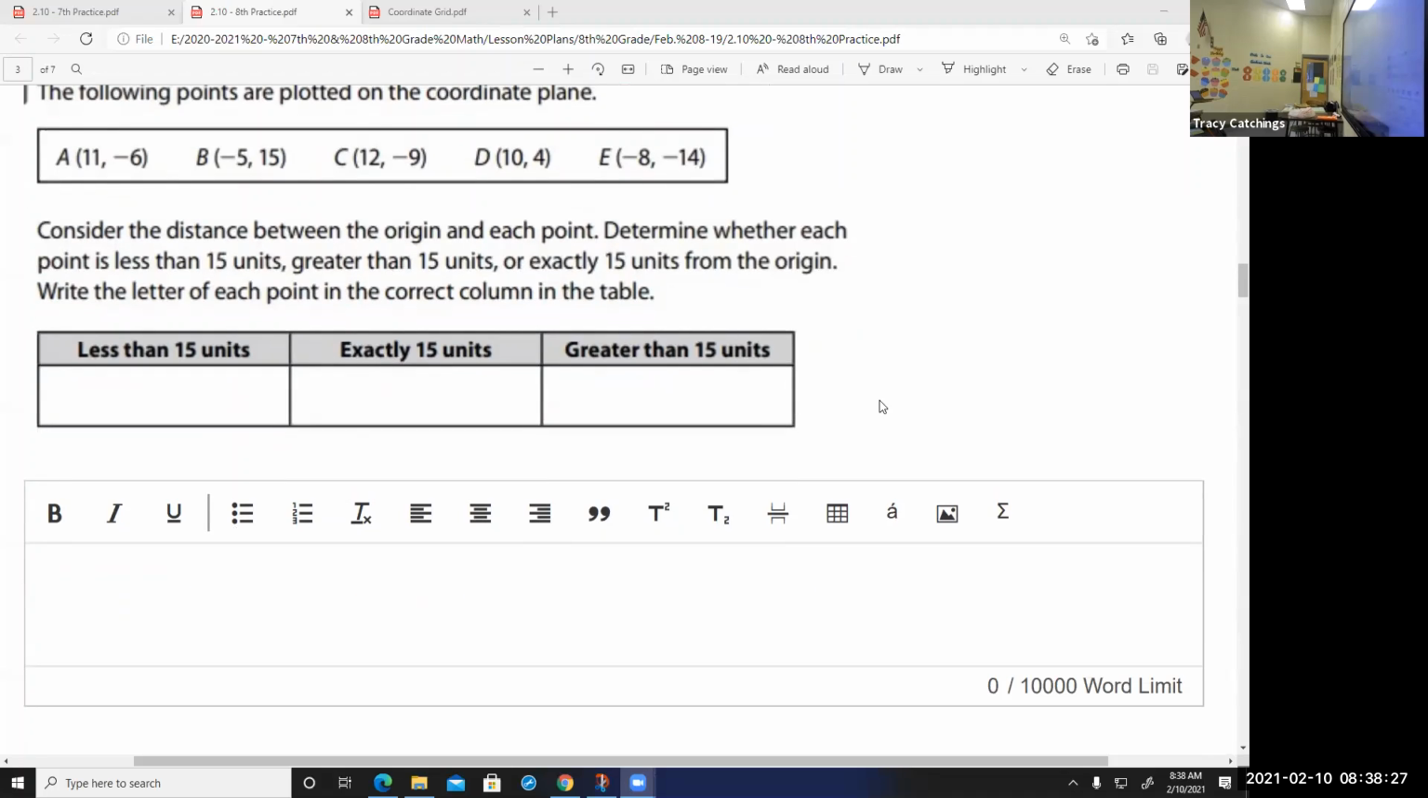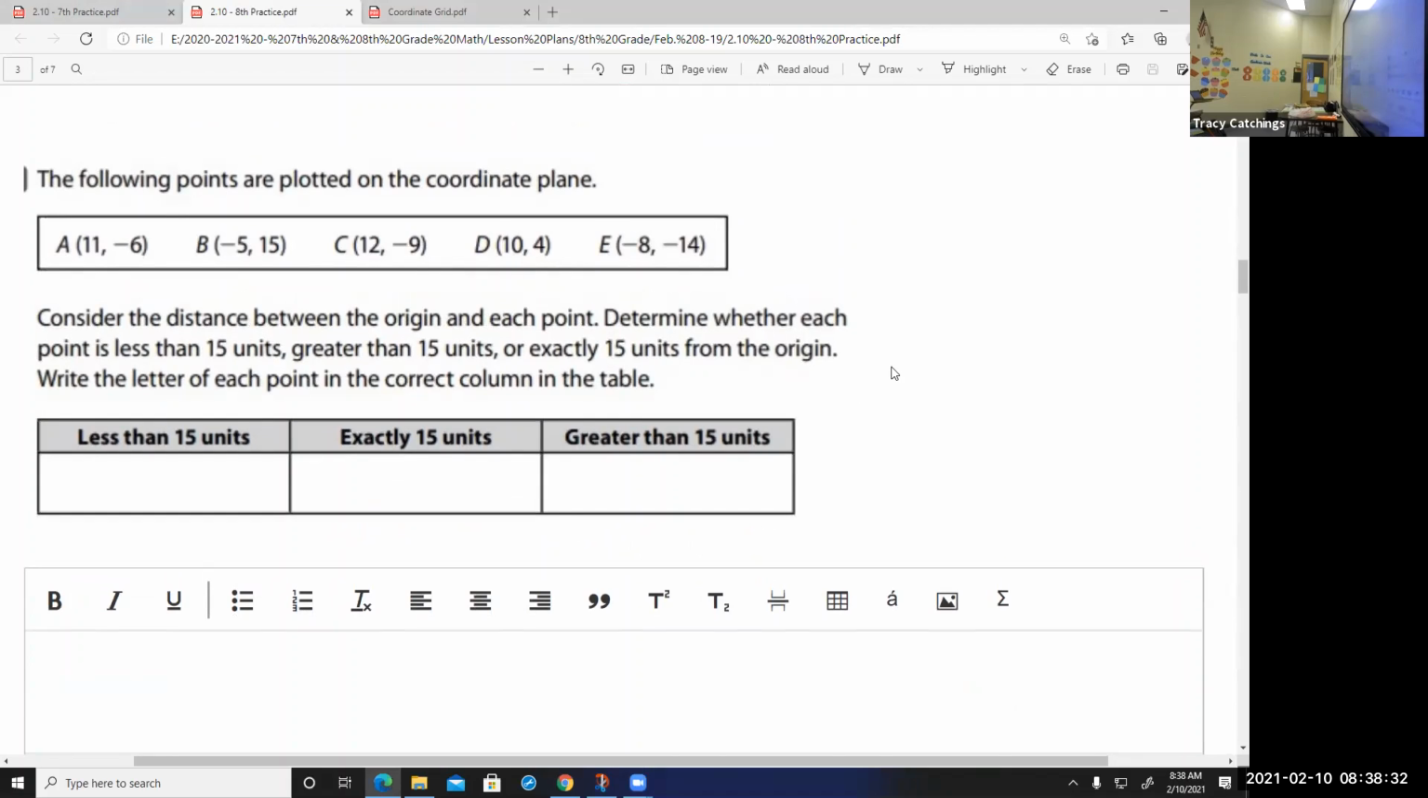All right, somebody read the next one to us. The following points are plotted on the coordinate plane. Consider the distance between the origin and each point. Determine whether each point is less than 15 units, greater than 15 units, or exactly 15 units from the origin. Write the letter of each point in the correct column in the table. Good job, thank you, ma'am. All right, somebody go ahead and write these coordinates down somewhere because I'm gonna move to my coordinate plane.